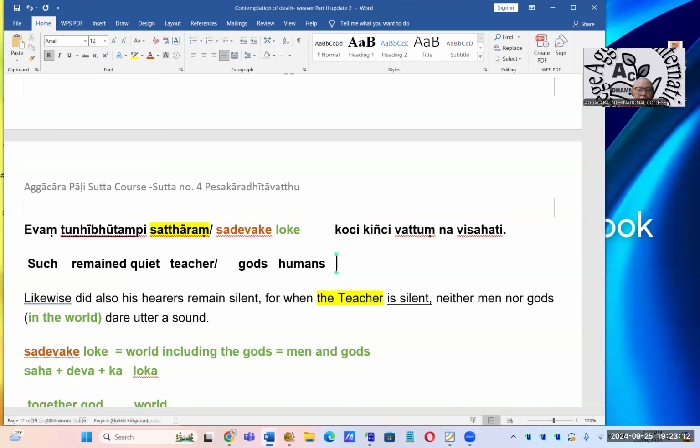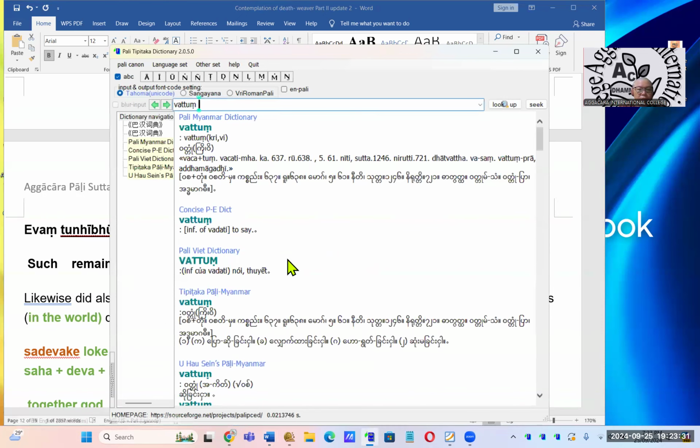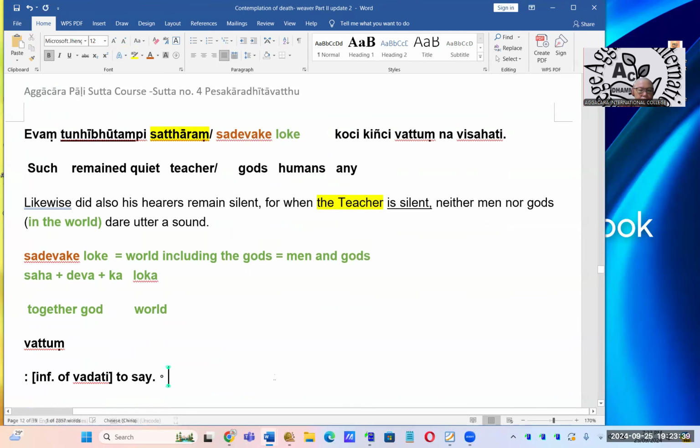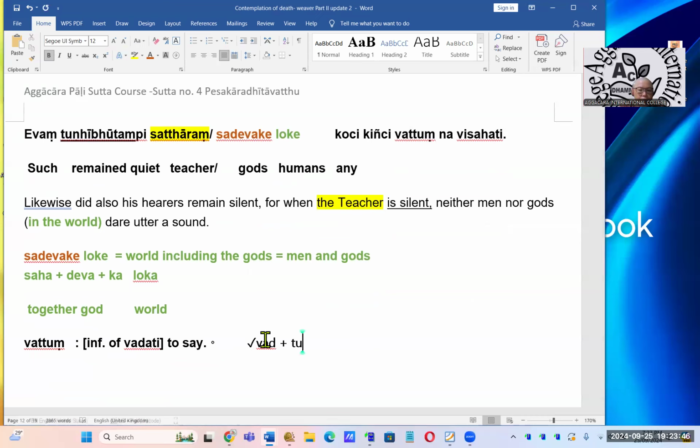Kochi means any. Any of the gods or men. Kinchi means anything also. Kinchi and kochi actually here not really any definite meaning. Now, what is this vatum? To say, it's an infinitive form. You can see the tum already. So from the word vad and tum, to say. So kinchi we take it, say something, right? Vatum is to say. Anybody, any god or deva, vatum to say. Na is no.